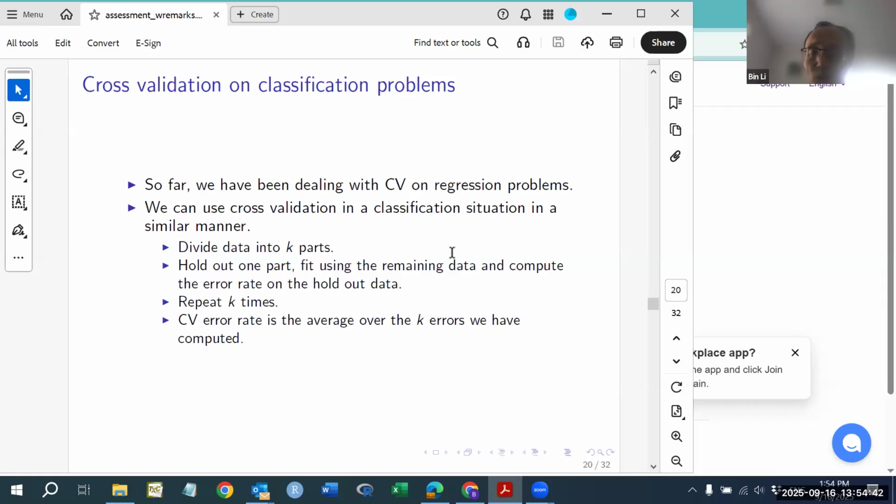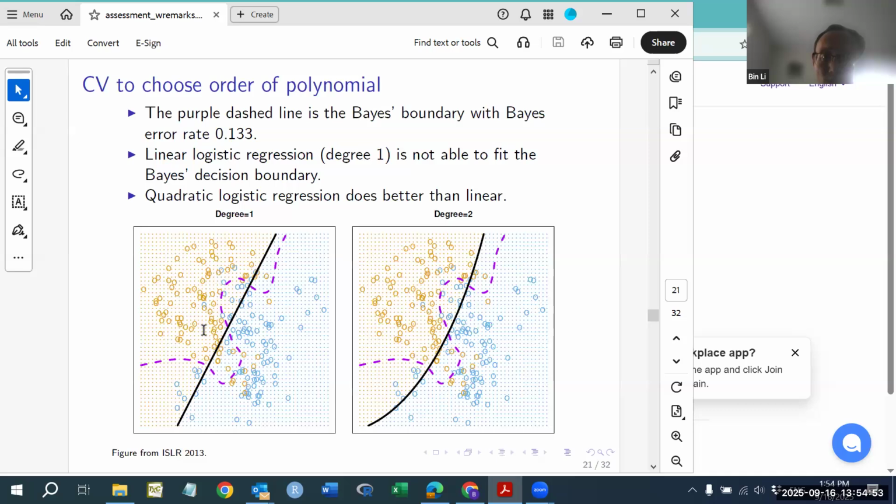So let me show you some cross-validation on classification problems. Okay, the procedure is the same as the regressions, and you can see here I'm using the cross-validation to choose the order of the polynomials for this two-class classification problem. The underlying purple dashed line is the true boundary, because that's a simulation, so we know the truth.